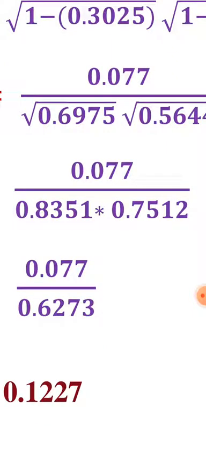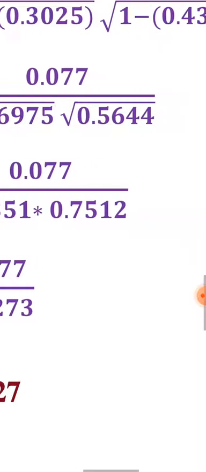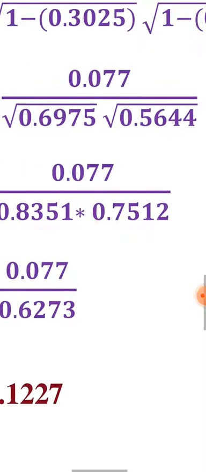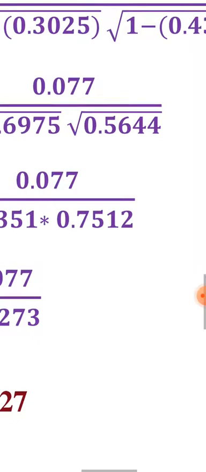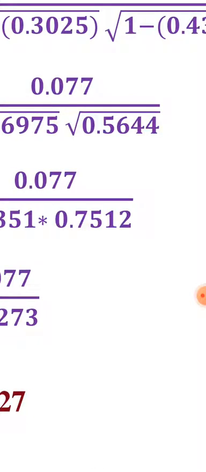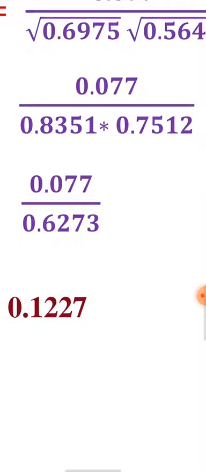The square root of 0.6975 is equal to 0.8351. The square root of 0.5644 is 0.7512. Then the multiplication of these two: the multiplication of 0.8351 into 0.7512 is equal to 0.6273.